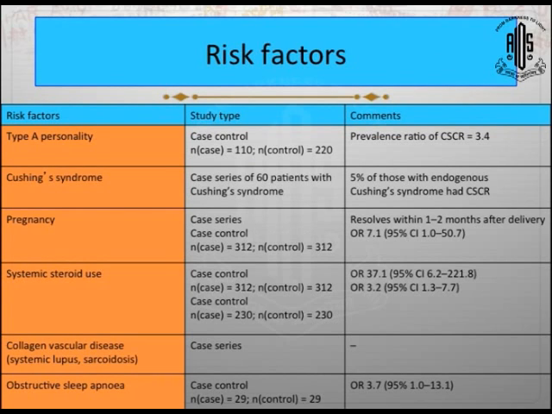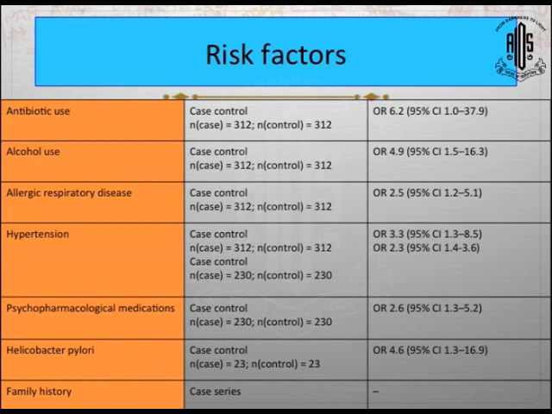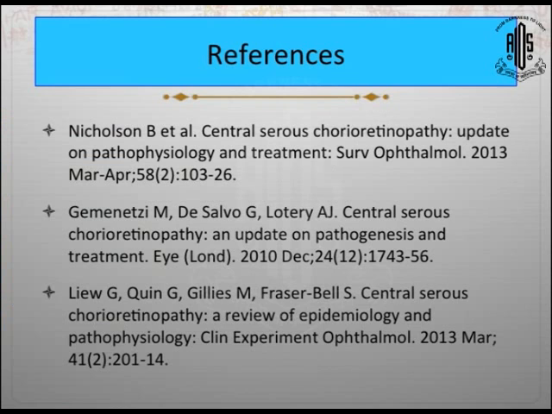Just to summarize the risk factors, there have been a lot of case control series and case series for these risk factors, and the ones reported as significant for CSR are type A personality, Cushing's, pregnancy, systemic steroid use, collagen vascular diseases, obstructive sleep apnea, antibiotic and alcohol use, allergic respiratory diseases, hypertension, psychopharmacological medications, and, as I've already covered, Helicobacter pylori and family history.